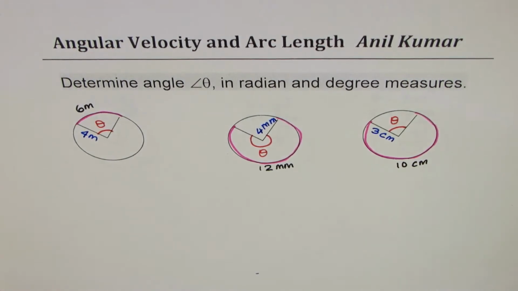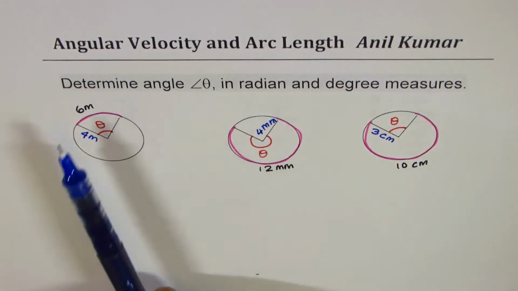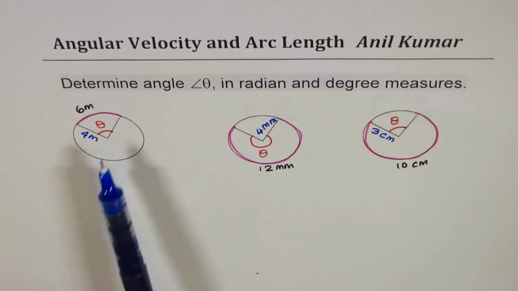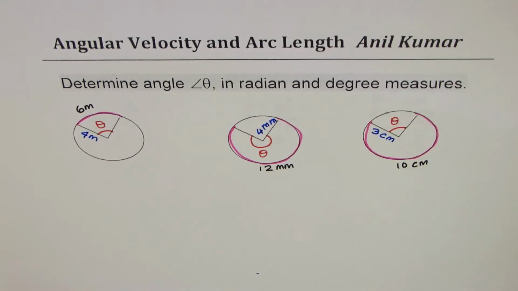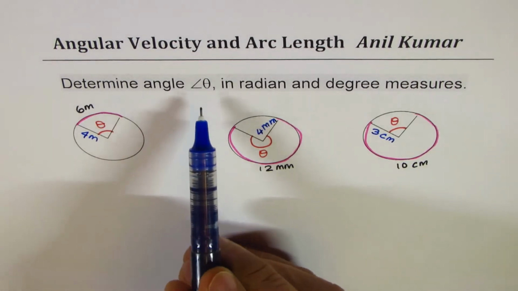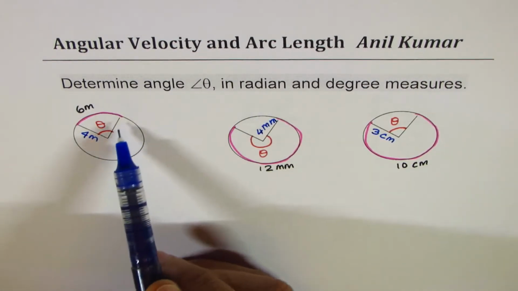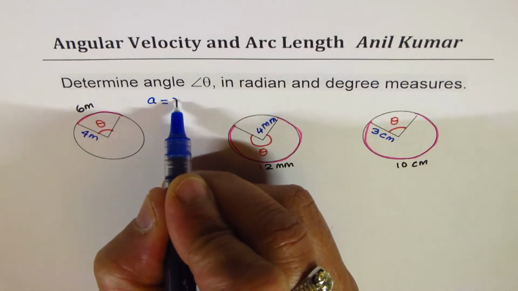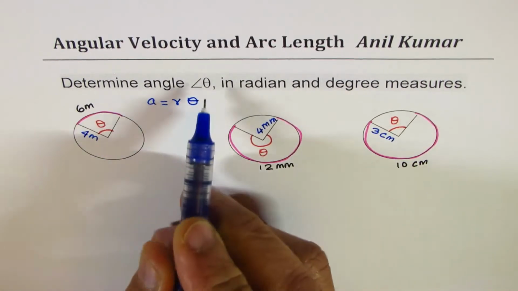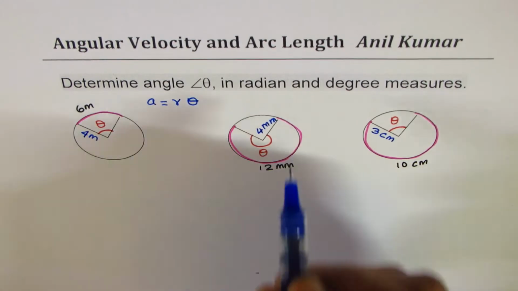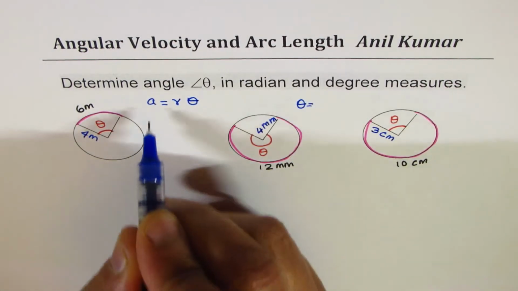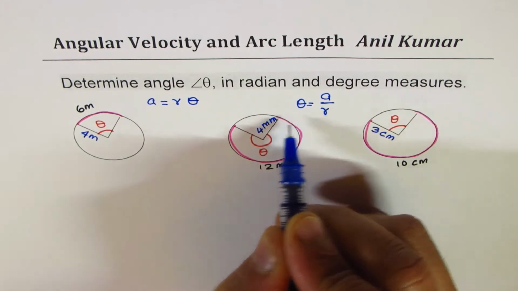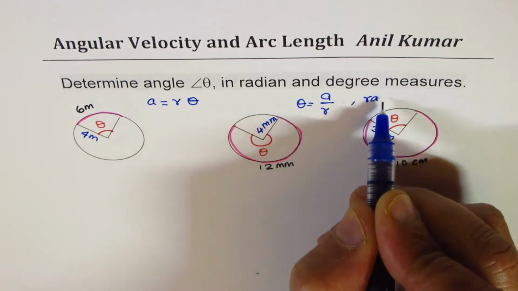The very first question here is, determine angle theta in radians and degree measures. We are given three different scenarios. The connection between theta, radius and arc length is A equals r times theta, right? So if you want to find theta, we need to rearrange. So we say theta equals arc length divided by radius. Remember, theta is in radians, correct?